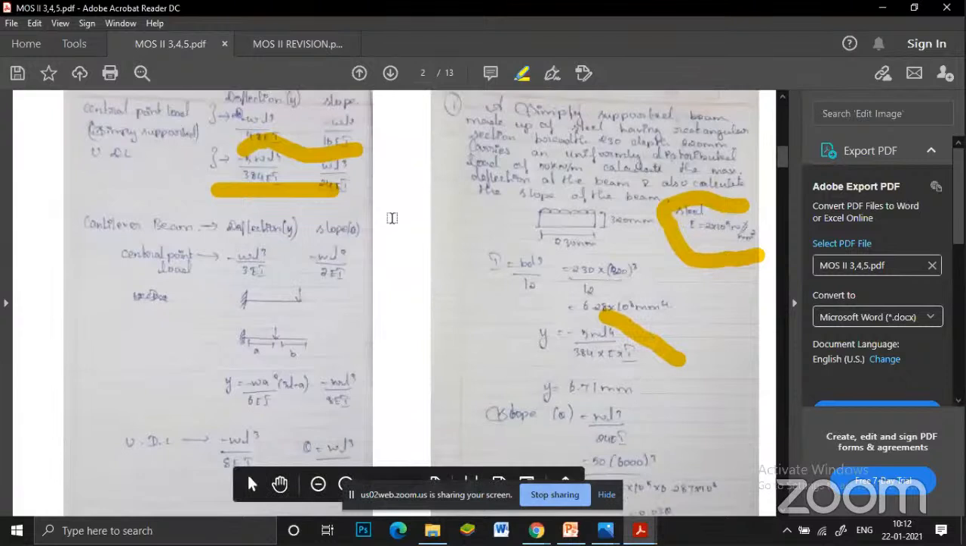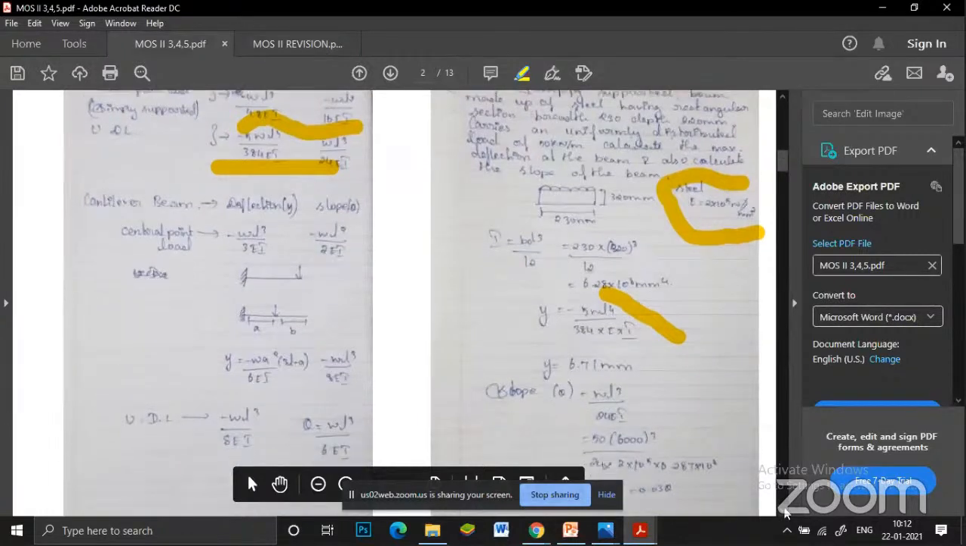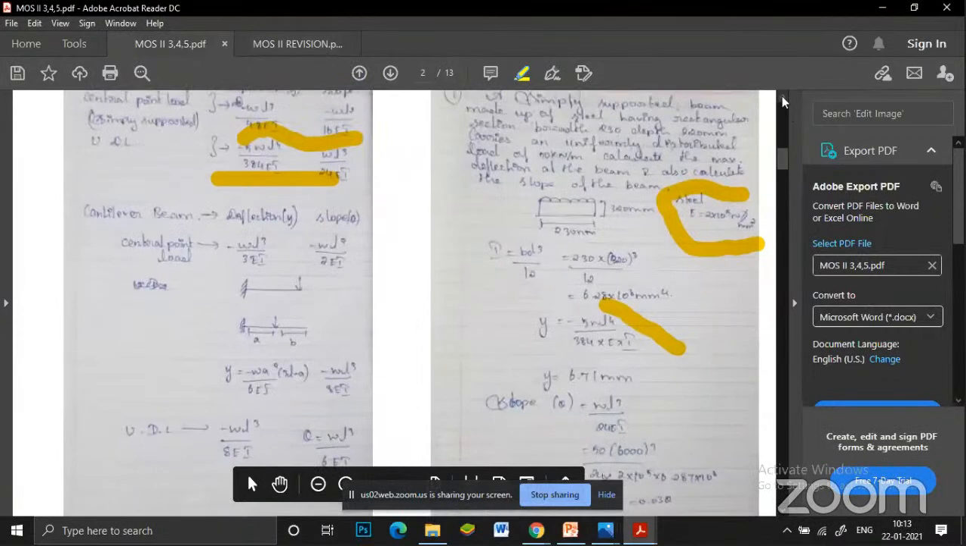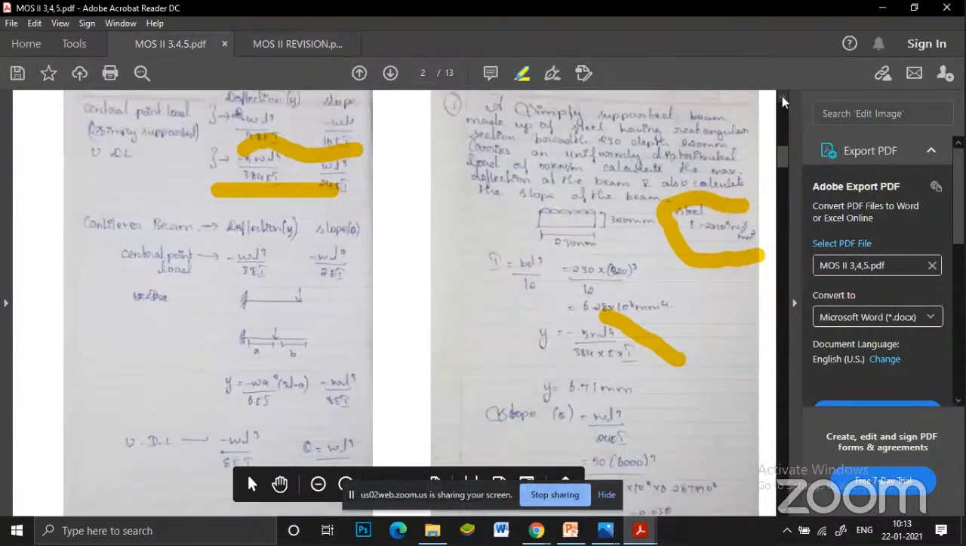Then for slope, I have also given the formula here: wL cubed divided by 24 EI. The load and length are all given, so we have to find the theta, the slope value. Okay, they will ask questions; this third lesson is all about derivations, formulas and so many problems.